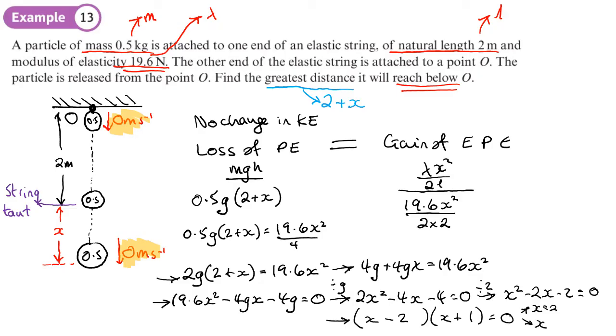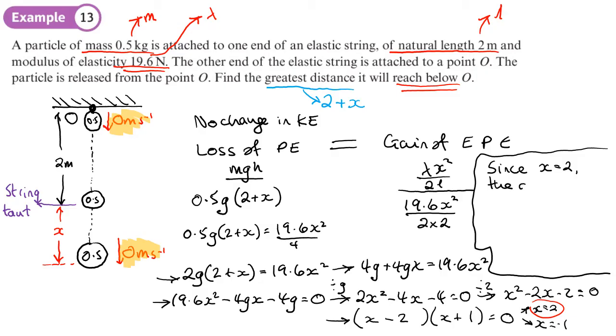So obviously we can't take the negative answer. So if we've got x equals 2, then that means, and let's write it here, since x equals 2, the greatest distance is 2 plus 2, which equals 4. So its greatest distance will be 4 meters below that point O.